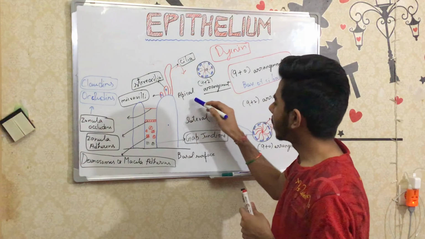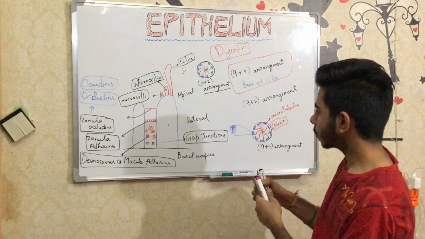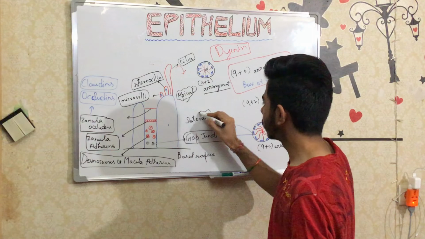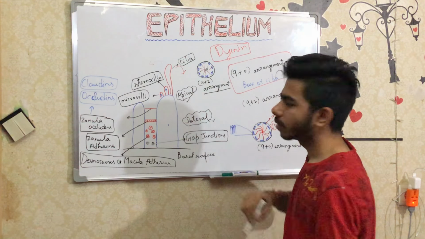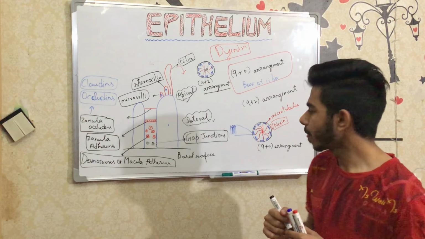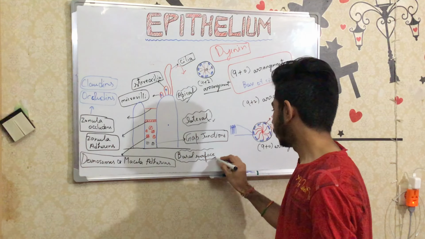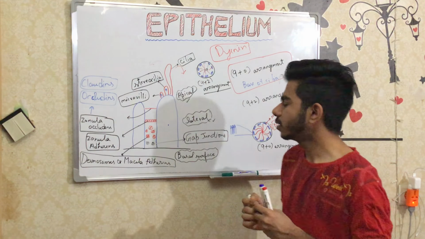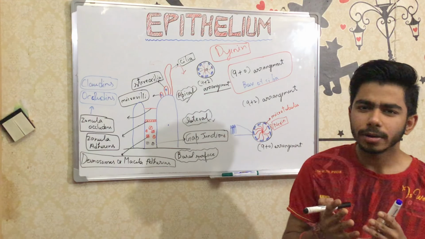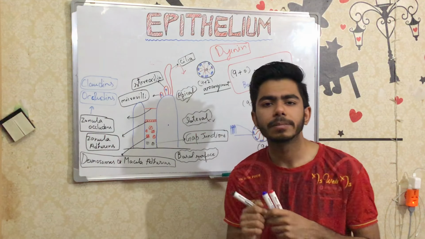So I talked about the apical portion of the epithelium. I also talked about the lateral surface of the epithelium, how the cells connect to each other and how they interact with each other. Now I'm going to talk about the basal surface. As I mentioned, epithelium is avascular, they don't have any kind of blood supply. So how are they going to take nutrition? They take nutrition from the basement membrane.